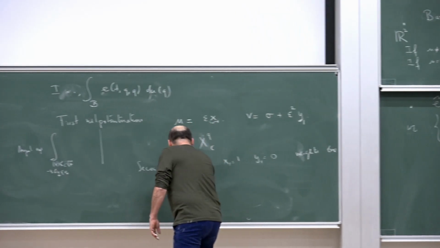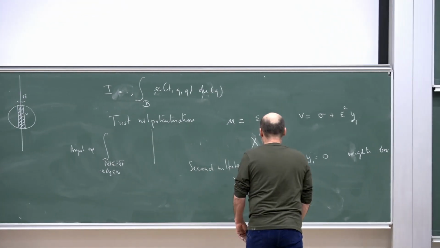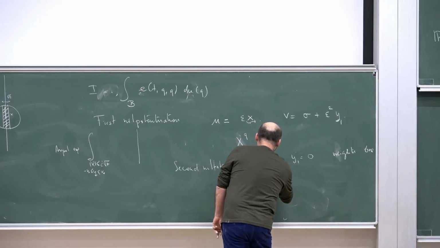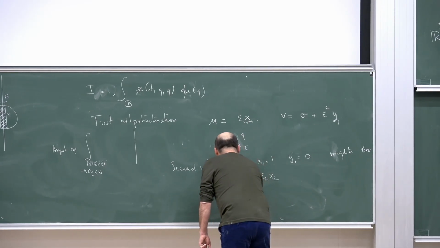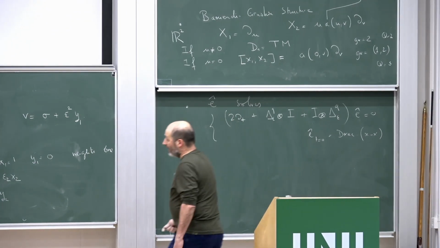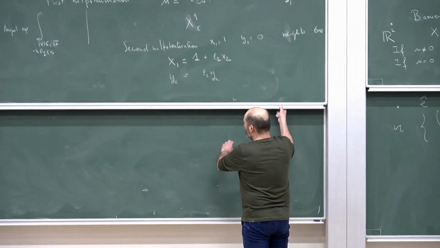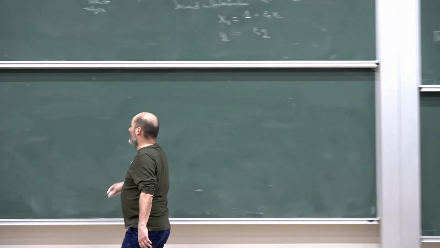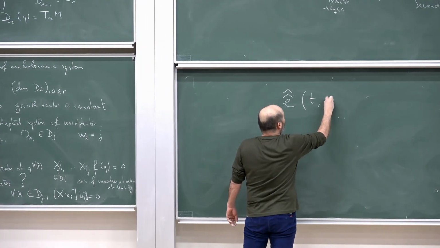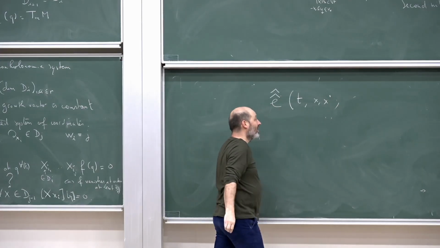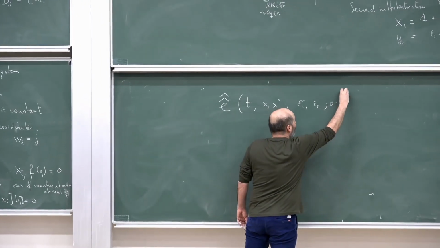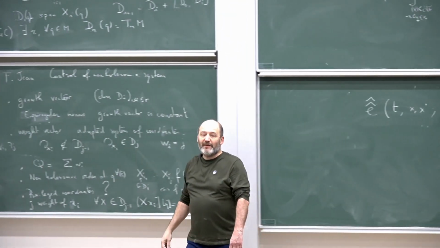So I set x1, which is near 1, and I have a second parameter of nilpotentization, and y2 is epsilon 2 y2. And this leads to introducing the following rescaled version, which is E double hat. So now I have t, x, x prime, which does not change. But now I have two nilpotentization parameters, and I still have only one external parameter, which is sigma.